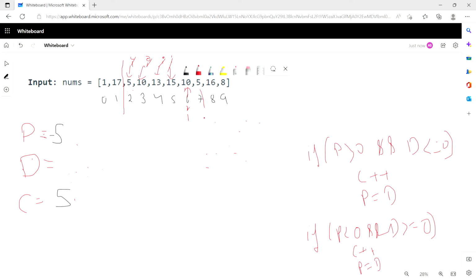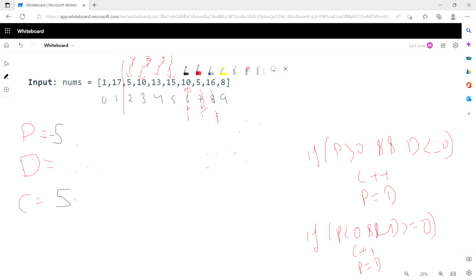So let's go to 5. I will be here. So we'll do 5 minus 10. It gives minus 5. So the previous is minus 5, current is minus 5. So it doesn't lie in that case, it doesn't lie in that case. So we have to skip this. So we'll move to the next iteration.